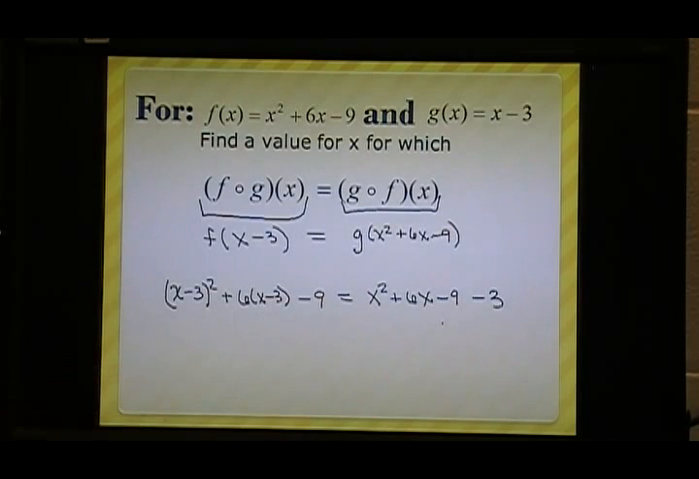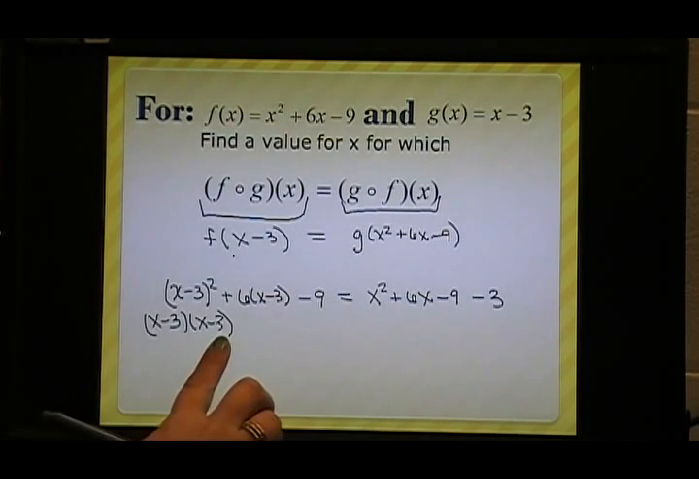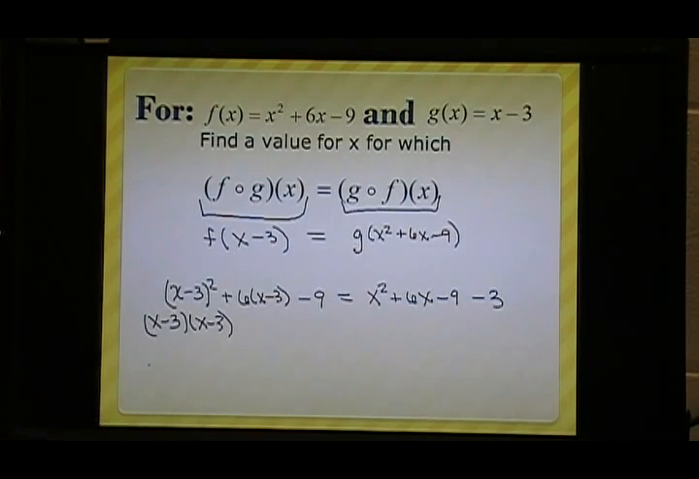Going through and simplifying all of this, we need to FOIL the x minus 3. I'm just going to write this separately here. So x minus 3 times x minus 3. If we FOIL, we have x times x, which is x squared, x times negative 3 is minus 3x, negative 3 times x is minus 3x, and negative 3 times negative 3 is plus 9. Distributing the 6 gives us plus 6x minus 18, and then bringing down our minus 9.